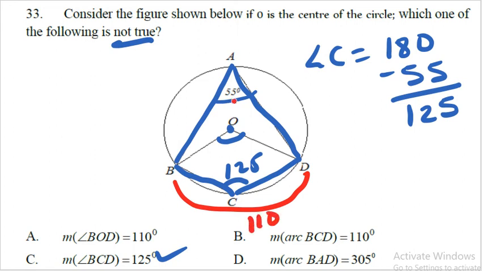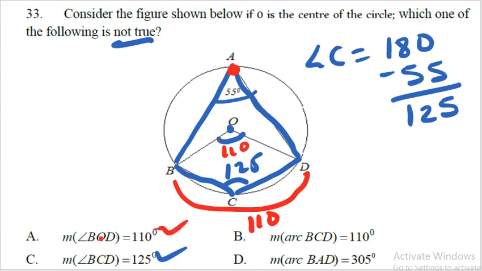How do I get it? I double 55. Because angle 55, or angle A, is an inscribed angle subtended by the arc BCD. So this subtending arc will be double. So we get this arc, meaning the central angle also will be 110. That means angle O. Where is it? BOD, it says.